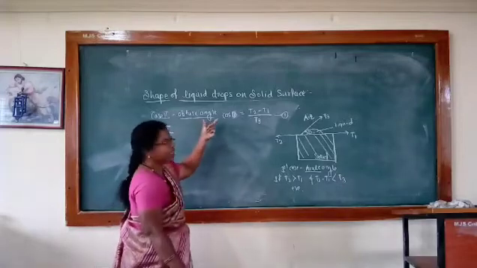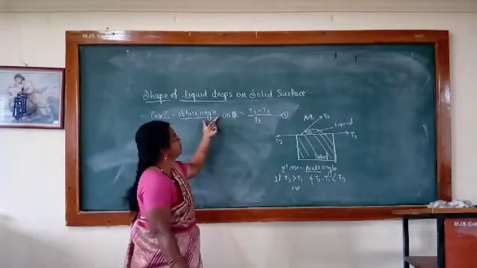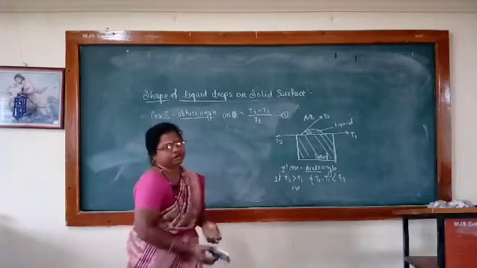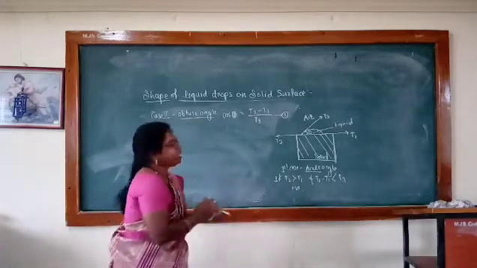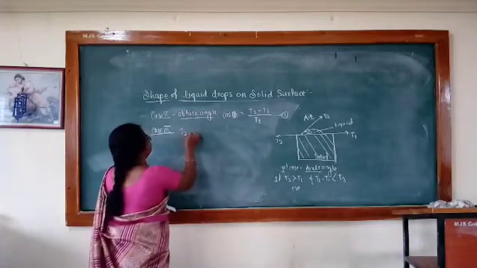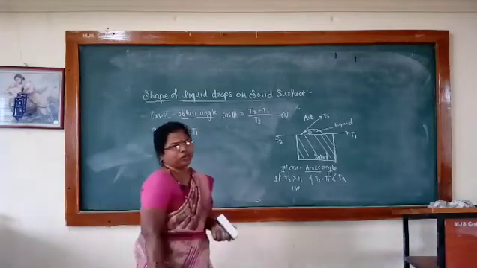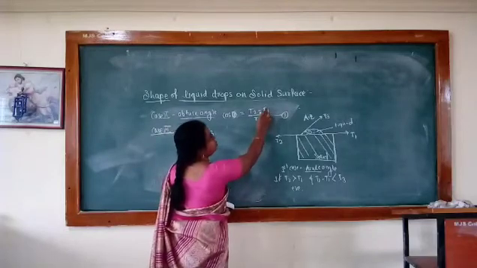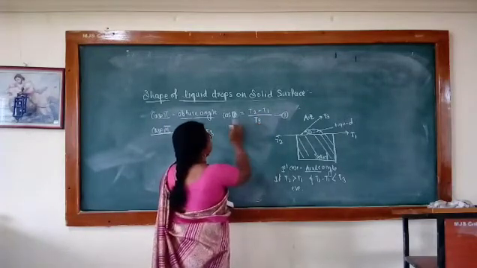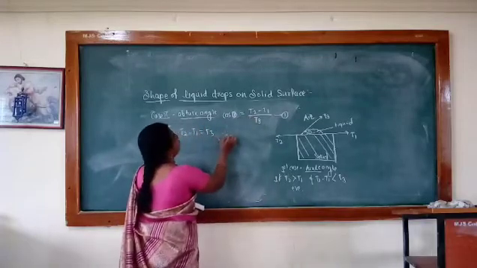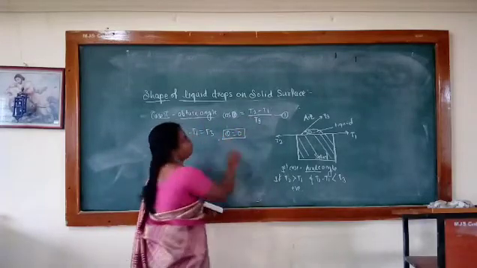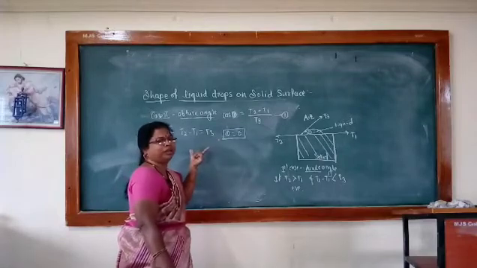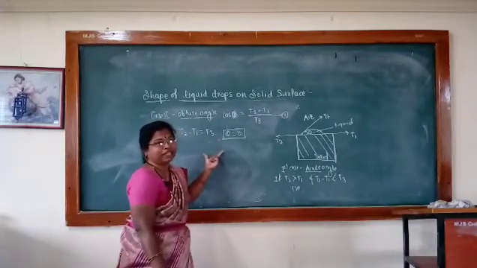So in this case the shape of the liquid drop is circular, or it takes a spherical shape. Then case three: if T2 minus T1 is equal to T3, T3 will get cancelled. Therefore cos theta is equal to 1, therefore theta is equal to 0. That means the angle of contact is equal to 0. Such an example is shown by pure water in contact with glass.